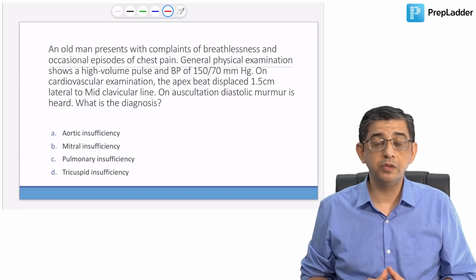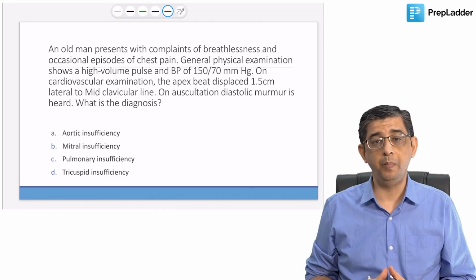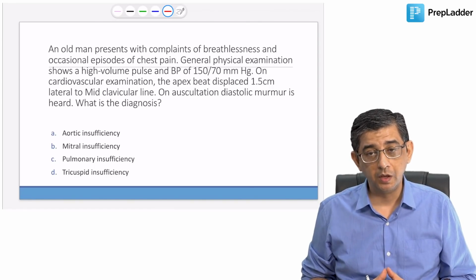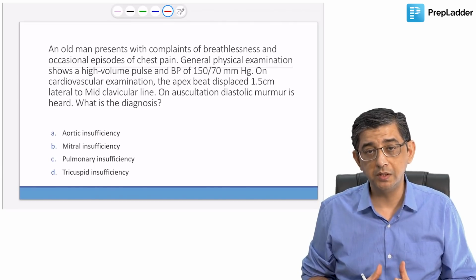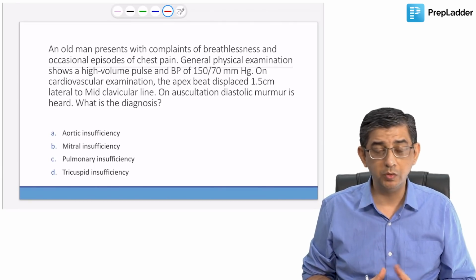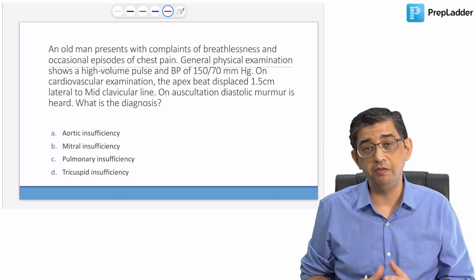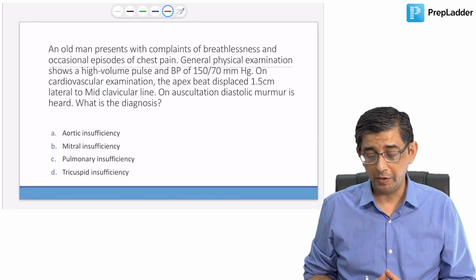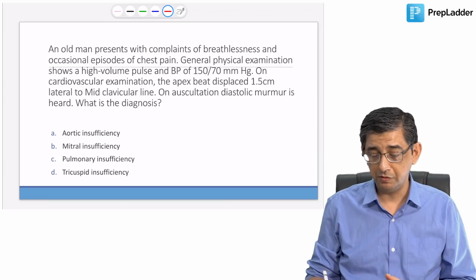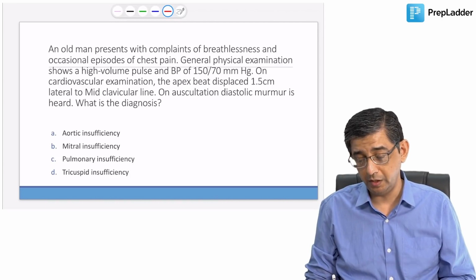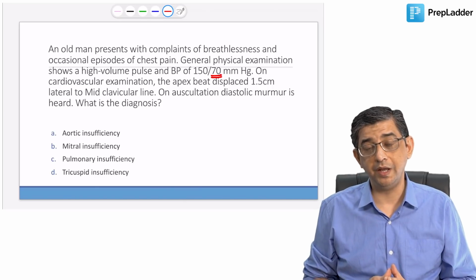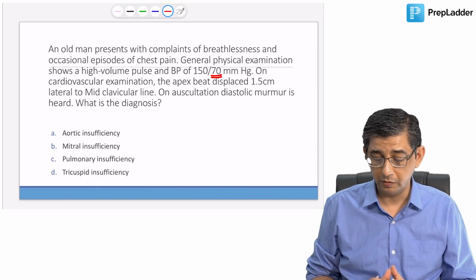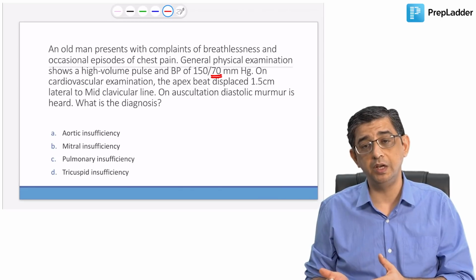Going ahead, this was a question about an old man who's having breathlessness and chest pain. On general physical examination, you notice that he was having a high volume pulse. Well, high volume pulse could be either due to fluid overload or valvular lesions of the heart. Blood pressure of 150/70. You will notice that in old people 150 is no big deal, but the diastolic is a little on the lower side. But let's move on.